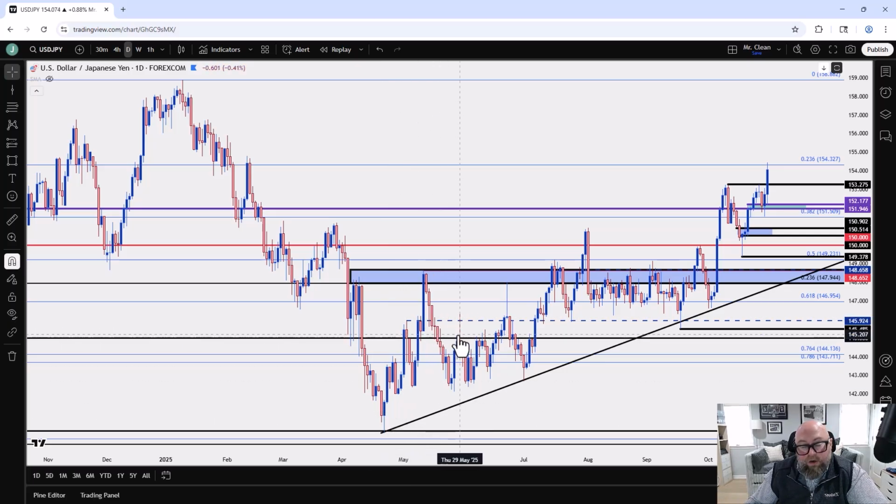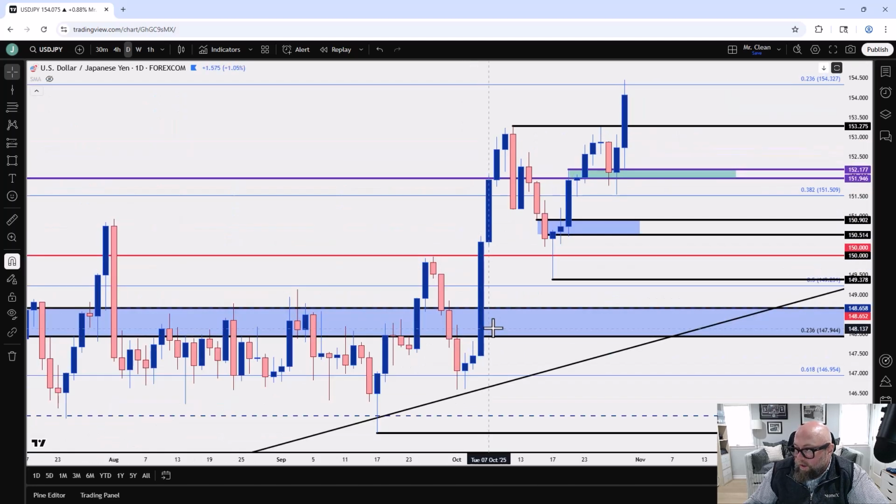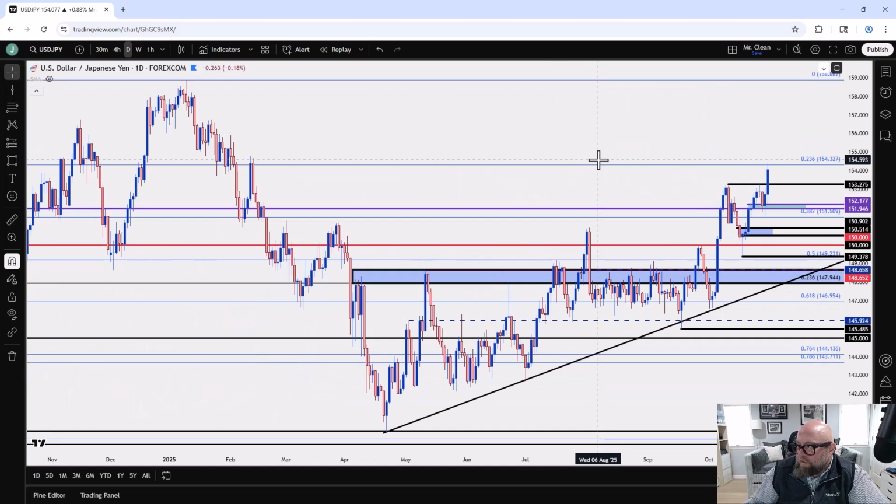Now, chasing this higher is a challenge. There's been a number of bull traps that have brewed. But I looked at this in a video just a couple of weeks ago when we had this 150 test followed by a hammer, and bulls have absolutely taken control ever since. The next big level in play for dollar yen is the 155 handle.